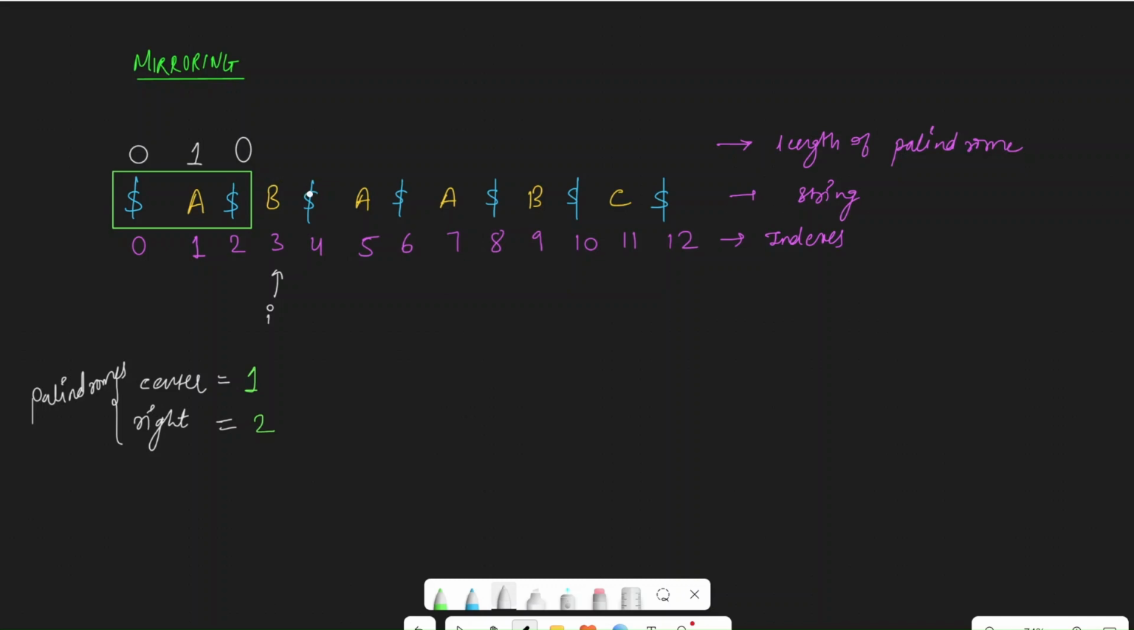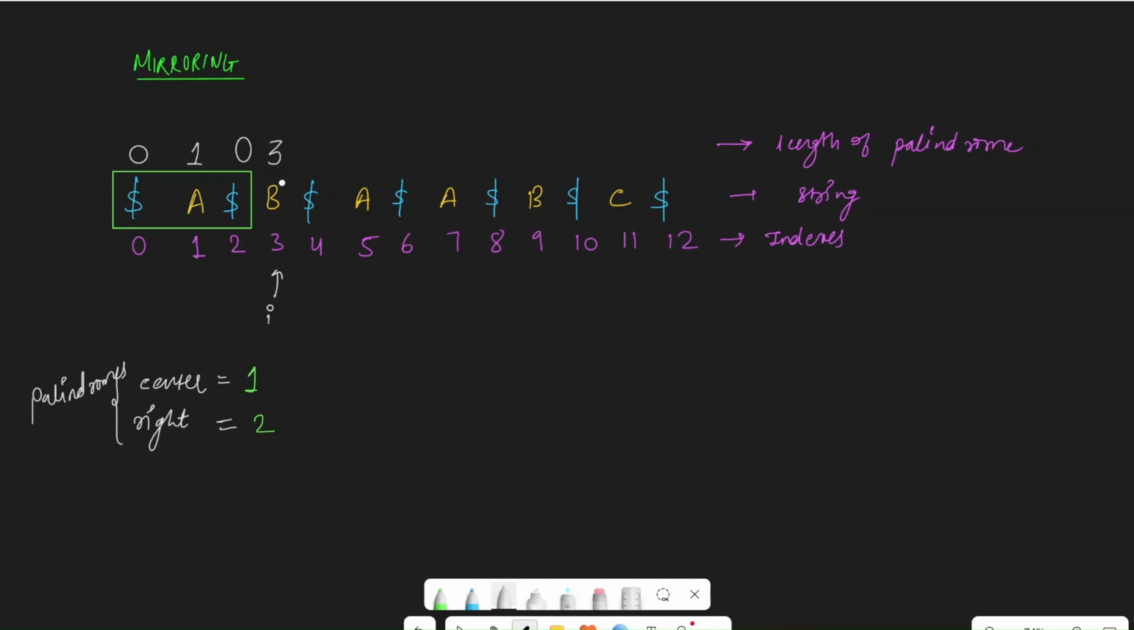So 1 to the left, 1 to the right, are these characters equal? Yes, they are. 2 to the left, 2 to the right, are these characters equal? Yes, they are. 3 to the left, 3 to the right, are these characters equal? Yes, they are. Can we go beyond 3? No, we cannot. There isn't a 4th character on the left. So the maximum length of palindrome which can be formed at B is equal to 3.